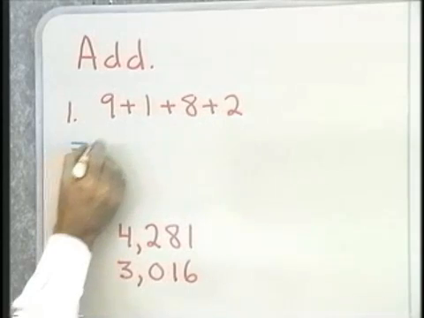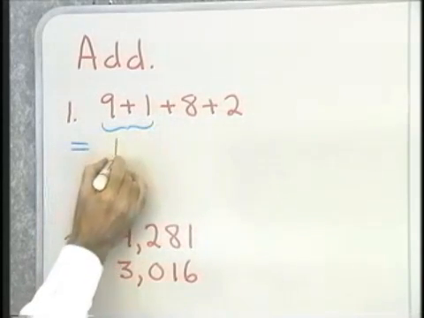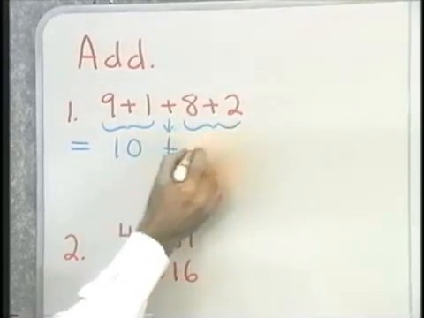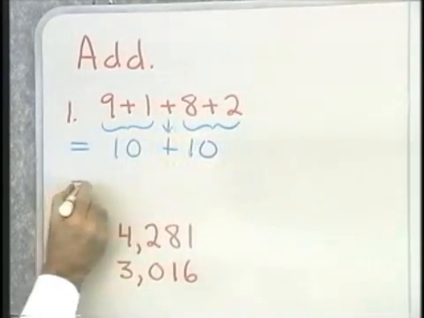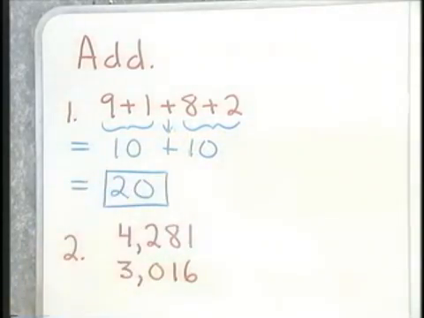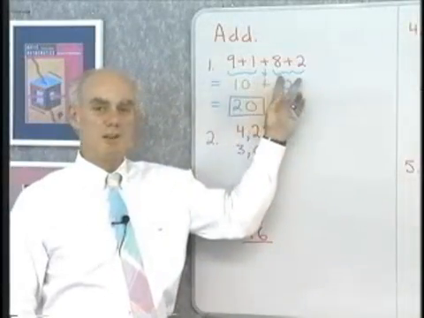So if I want to, I can begin by adding 9 and 1 to get 10. To that, I will add the sum of 8 and 2, which is also 10. And then 10 plus 10 will be 20. So I can work this problem this way by grouping the numbers together 2 at a time.